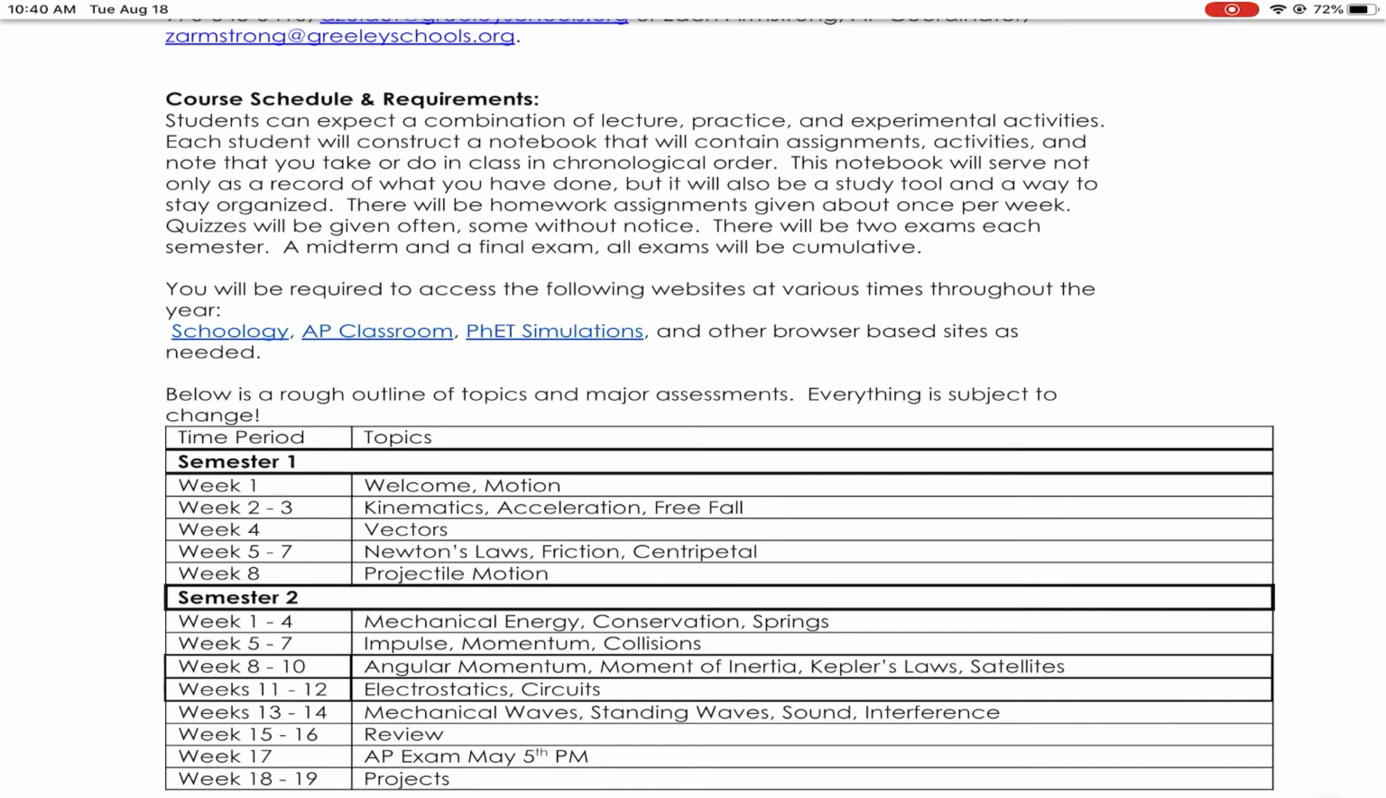So, course schedule and requirements: you can expect a big combination of lecture, practice, and experiments. With this year, during our in-person time, I'm going to try to keep to as many hands-on experiments as we can and leave some of the notes and practice for when we're online. It won't be perfect, but that's generally the type of thing I'm going to aim for.